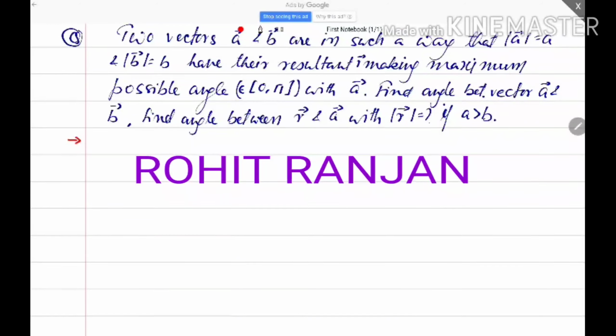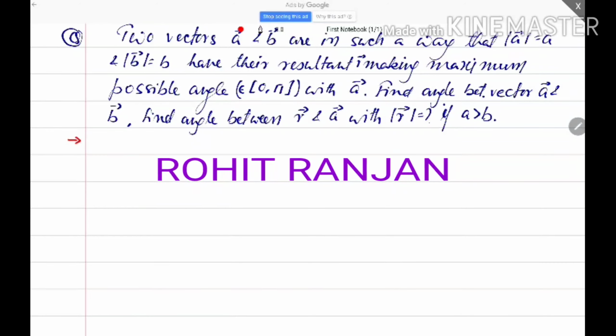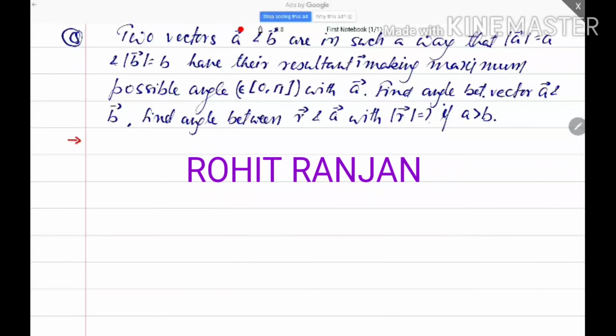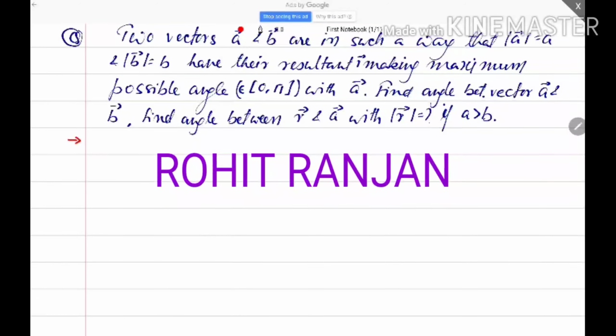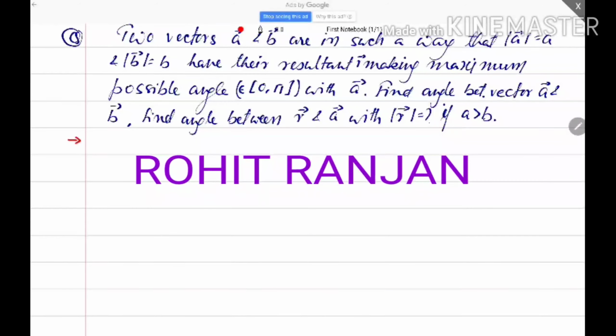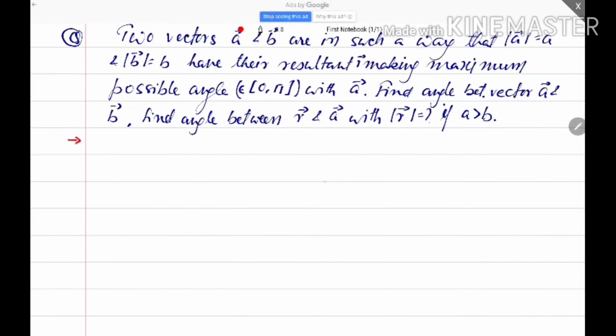Now let us try to solve this question by the triangle law of vector addition. In the triangle law of vector addition, to find the resultant of two vectors, we take the two vectors as adjacent sides of a triangle in the same sense. Like here, this is vector A, and another vector is B. Then the head of A will match the tail of B. Now look, the head of A is the tail of B.